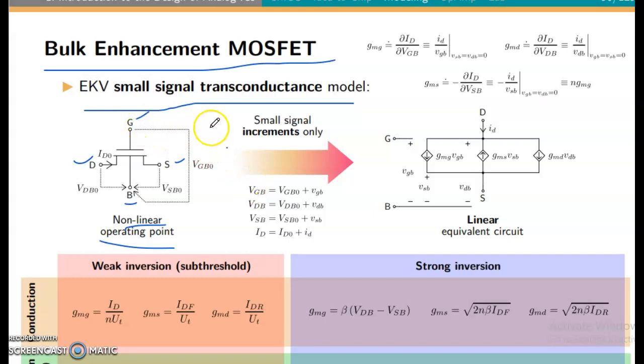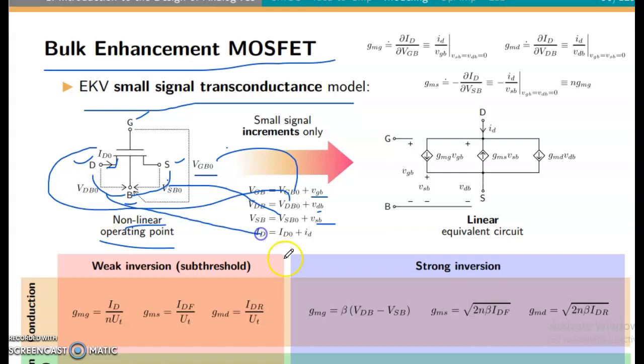Here VGB equals VGB0 plus small vgb; VDB equals VDB0 plus small vdb; and then VSB equals VSB0 plus small vsb; and the drain current ID equals ID0 plus small id.